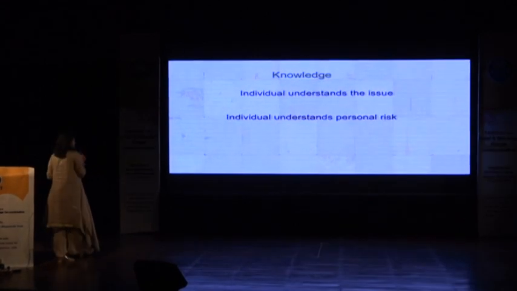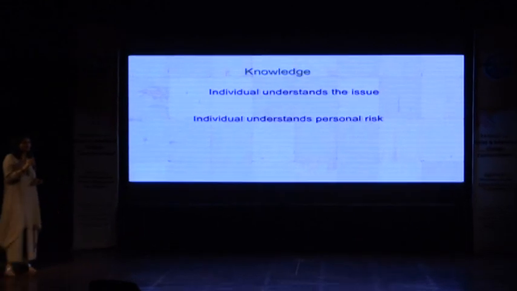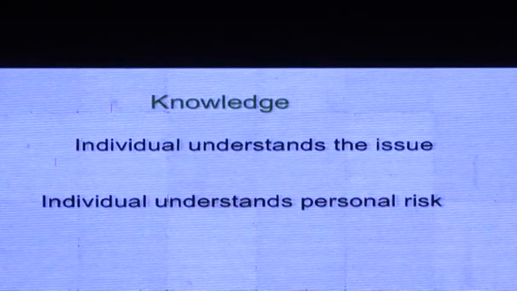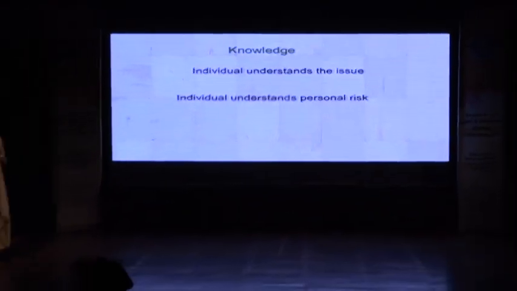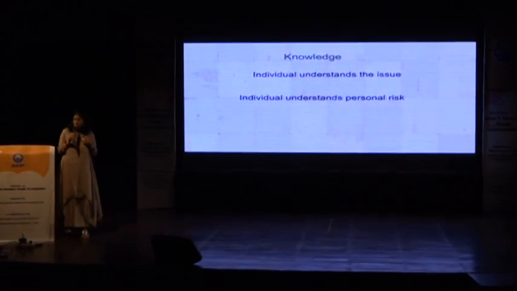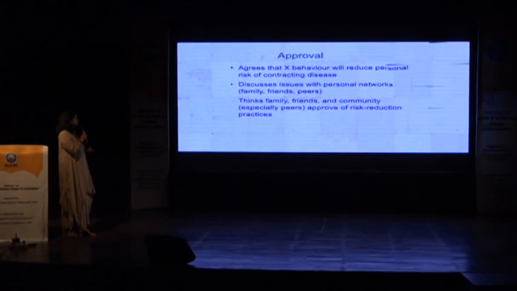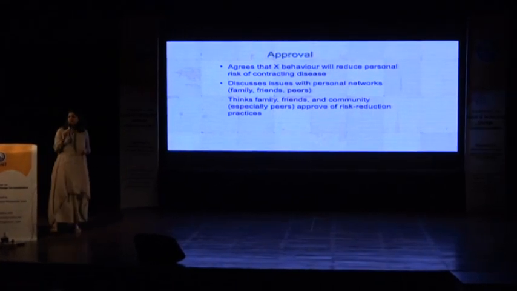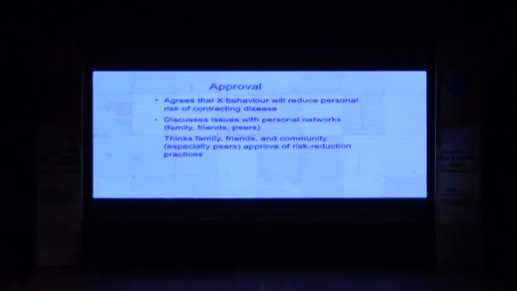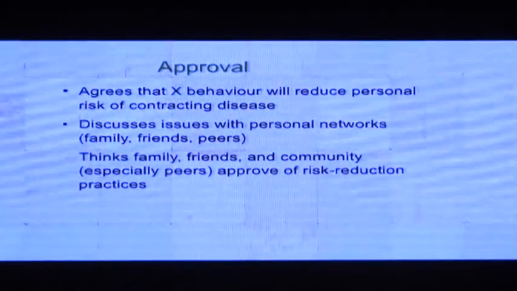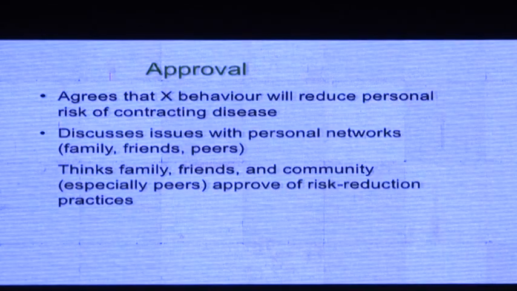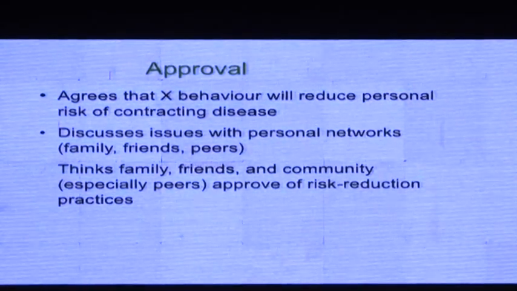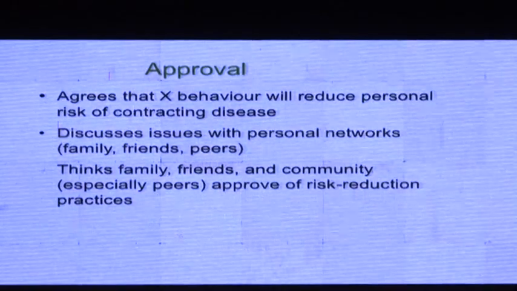Second stage is knowledge. The individual understands the issue and knows that there is a personal risk. I've heard that tobacco smoking and tobacco chewing can cause cancer. I think because I use it, I might be at risk. That's the second stage. Third stage is approval. I hear that if I stop it, I will reduce my chances of getting cancer. So stopping is behavior X. And I discuss it with my peers and my personal network.